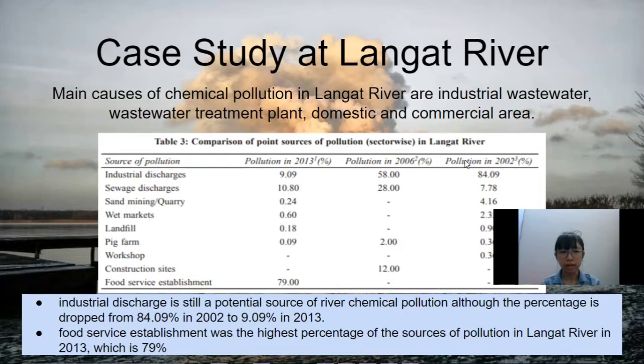From this case study, we can know that industrial discharge is still a potential source of river chemical pollution, although the percentage dropped from 84.09% in 2002 to 9.09% in 2013. Meanwhile, food service establishments were a high percentage of the sources of pollution in Langat River in 2013, which is 79%.